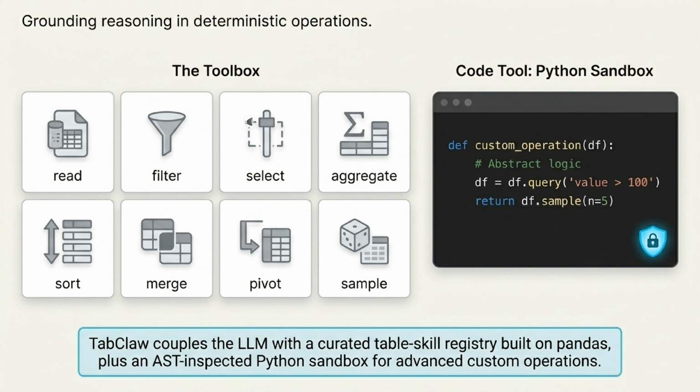To ensure all this reasoning is rock solid, TabClaw grounds its operations in deterministic tools. It pairs the AI with a curated table skill registry built on pandas, featuring tools to read, filter, aggregate, and pivot. For more advanced custom operations, it even provides a secure, AST-inspected Python sandbox.